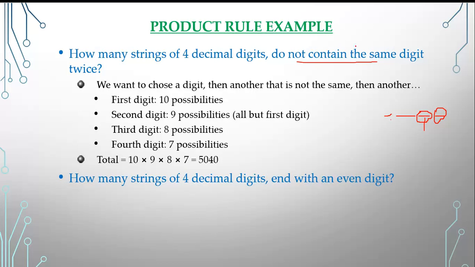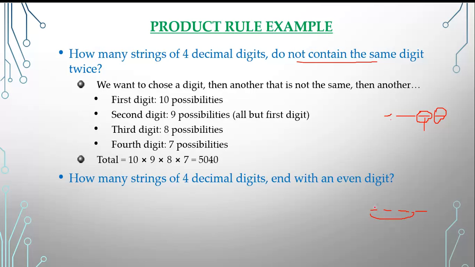This condition, that digits are not repeated, is not there now. The condition is that it ends with an even digit. So we have 4 places to fill the digits to make the string. Here you can fill these 3 places with any digit, maybe repeated or non-repeated, it depends on you. But we choose from all digits.